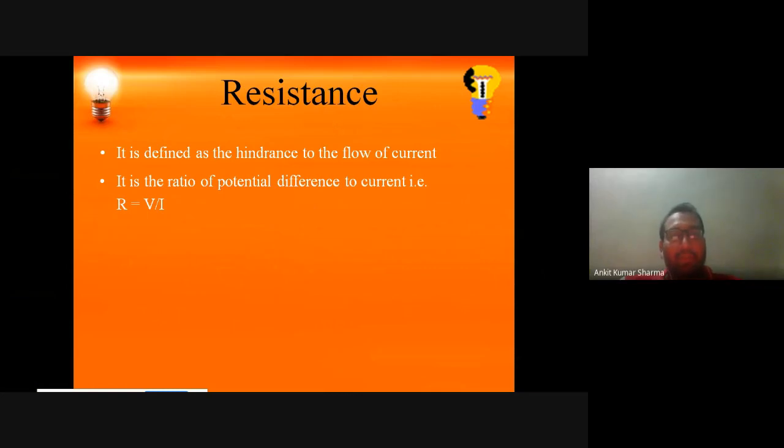We can define resistance as the hindrance to the flow of current. You can say it's a barrier in the path of current, in the flow of current. It is given by the ratio of potential difference to the current, and the value of resistance is given by R equals V by I. So it's the ratio of voltage to the current.